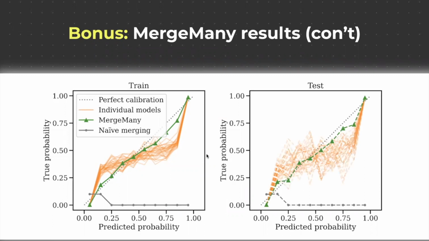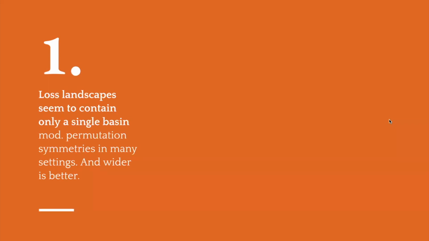So I know we're running short on time, so I'll try to wrap up here quickly. I'll just say that as some final thoughts, it looks as though loss landscapes in certain cases seem to contain only a single basin. Modulo permutation symmetries and some other details. I don't want to claim that this is true in general. It's certainly not. As we show in the paper, there are counterexamples to this, pen and paper sort of cases you can come up with.